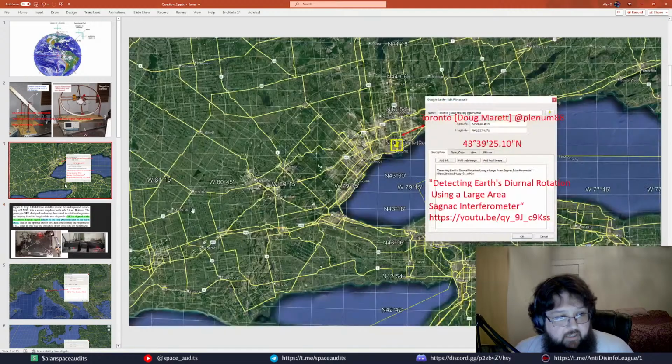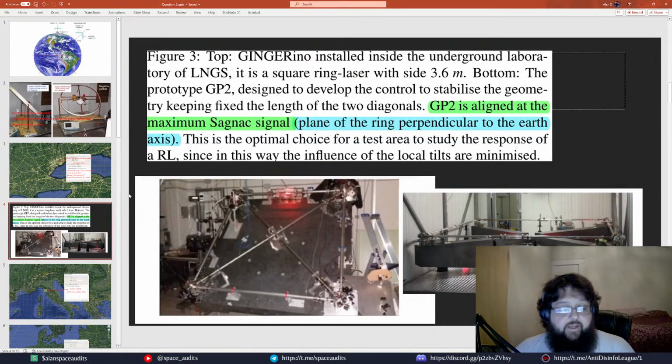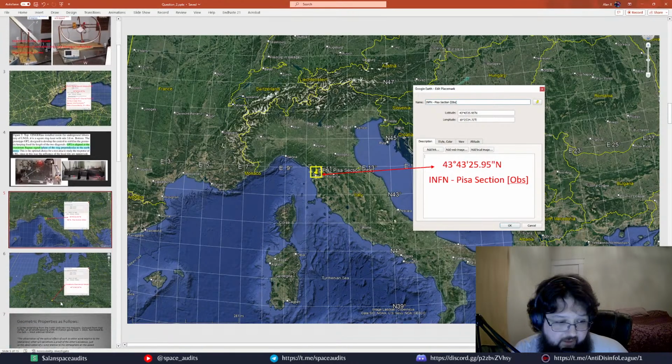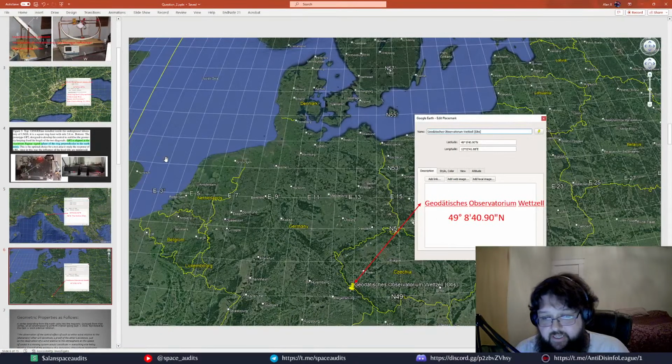Okay, so moving forward, we have two other examples of single axis gyroscopes and their respective correction angles. This is the GINGER project. It stands for Gyroscopes In General Relativity, or something like that, some acronym. Anyway, these are their apparatuses, and they have them at their 45-degree angle corrections. This one is located in Italy at the 43rd latitude, and then there's a station in Germany located at the 49th.